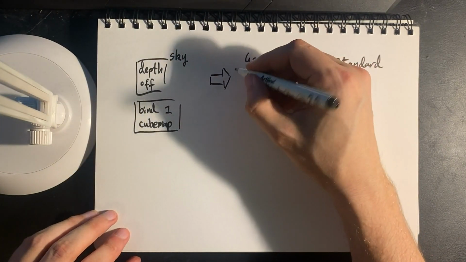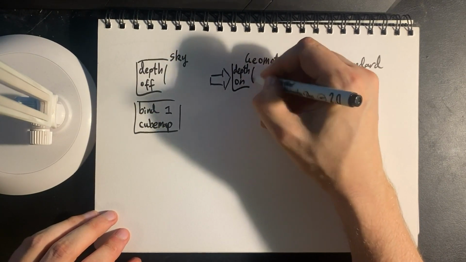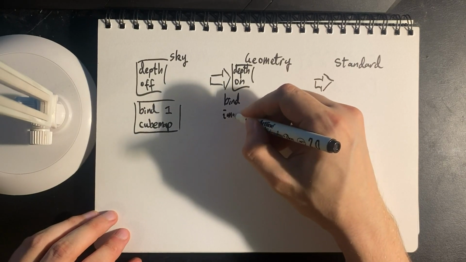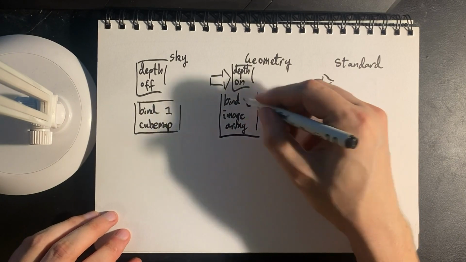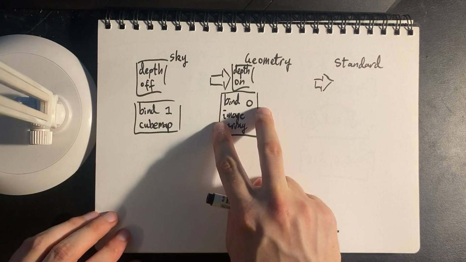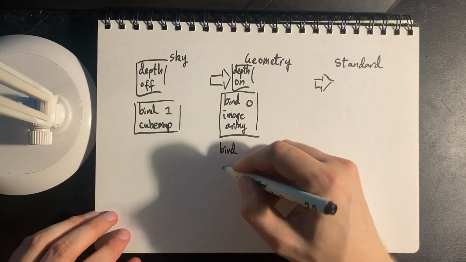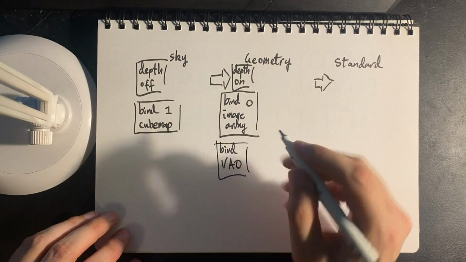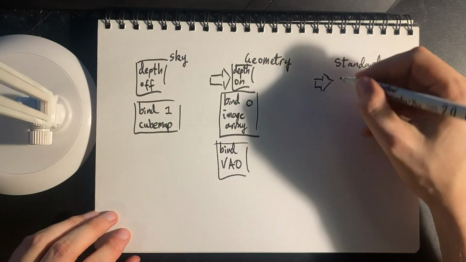Then before I draw the geometry, I turn depth testing on. I bind my image array, and that will be bound to texture unit 0. So we will have both the sky and the image array available. And then I will go ahead and bind my vertex array object for my geometry data. Okay, so go ahead and draw that.